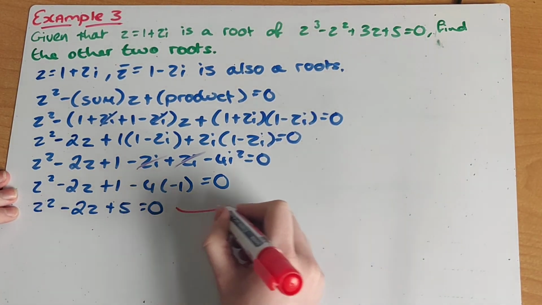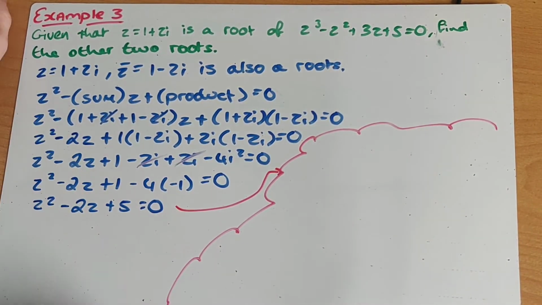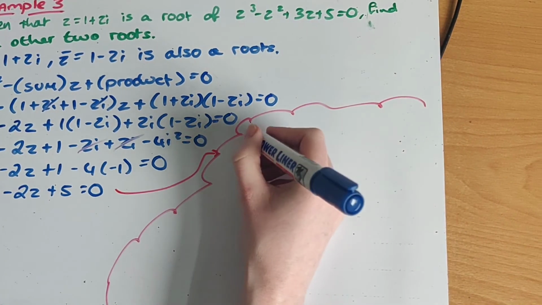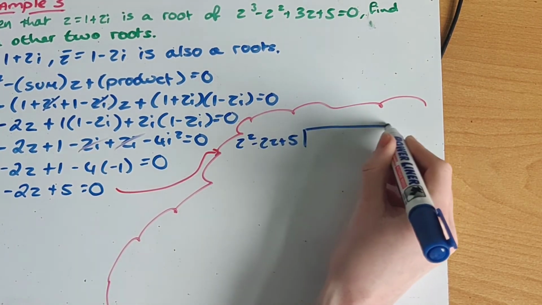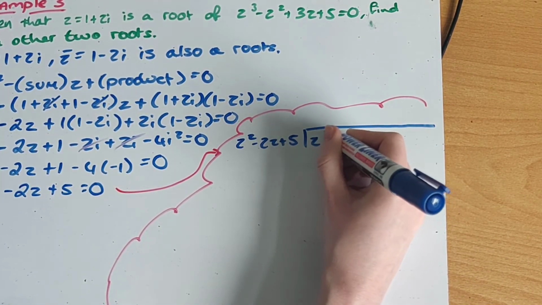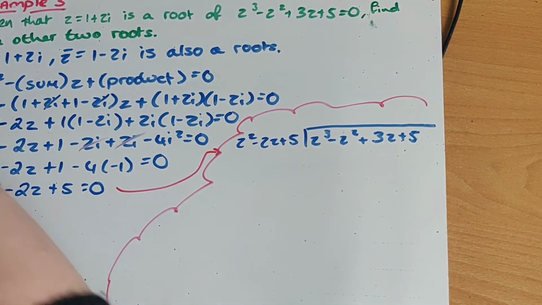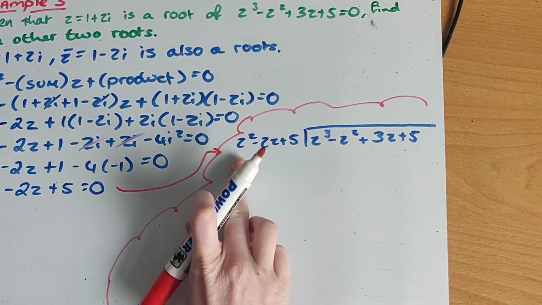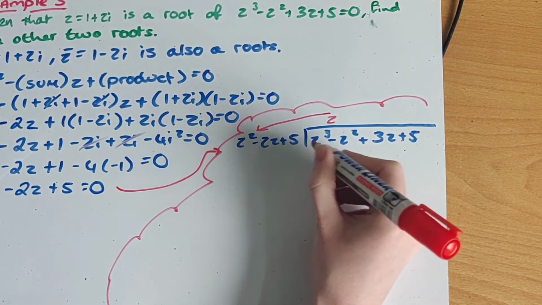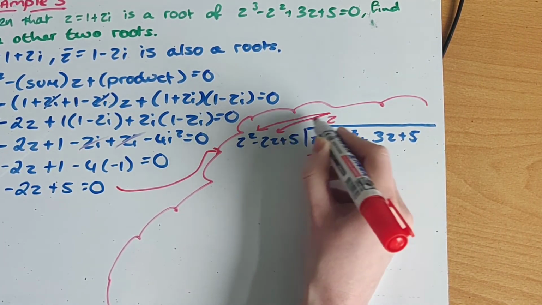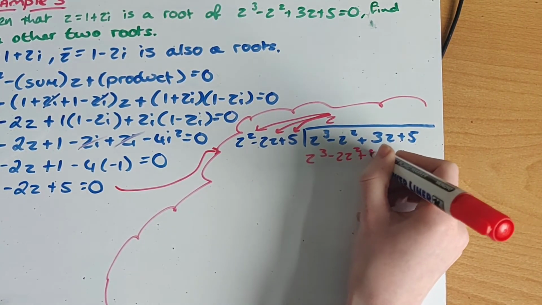So I'm going to take my quadratic and I'm going to move it over here to set up my long division, just like in the factor theorem. Okay? So my quadratic I know is z² - 2z + 5, and I'm going to divide it into the cubic given to me in the question, which is z³ - z² + 3z + 5. So the first thing I do here, a bit of a reminder for long division in algebra, I'm going to multiply z by z² to get z³. Then I'm going to multiply it by the other two terms here as well. So I get minus 2z² plus 5z.